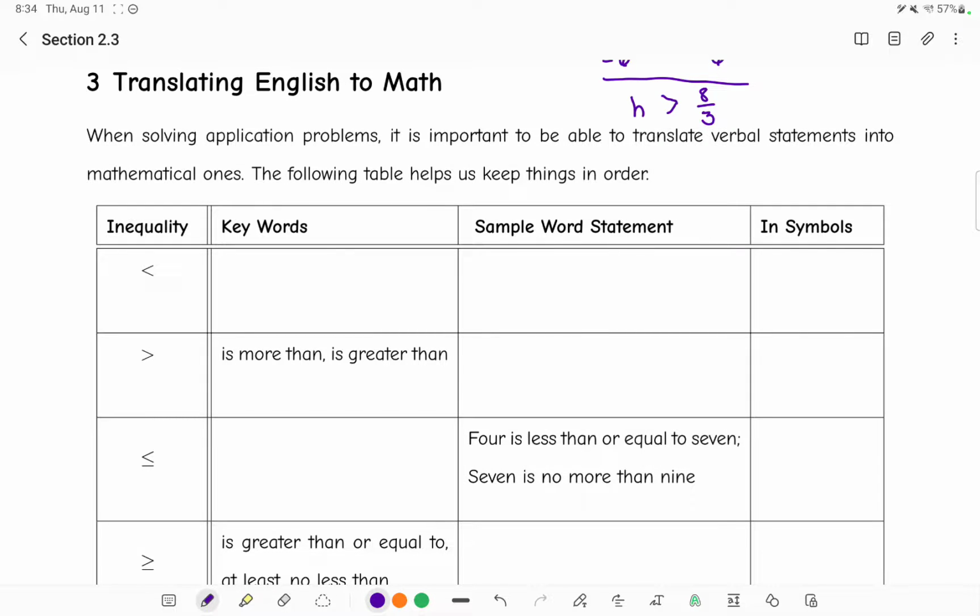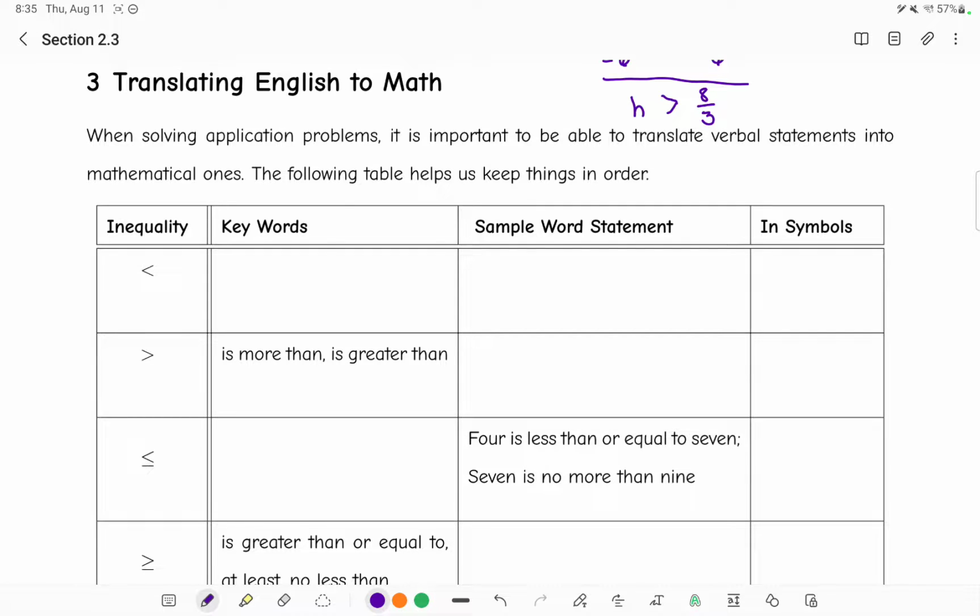Hello, today we're going to do part 2 of section 2.3, translating English to math. When solving application problems, it is important to be able to translate verbal statements into mathematical ones. The following table helps us keep things in order.